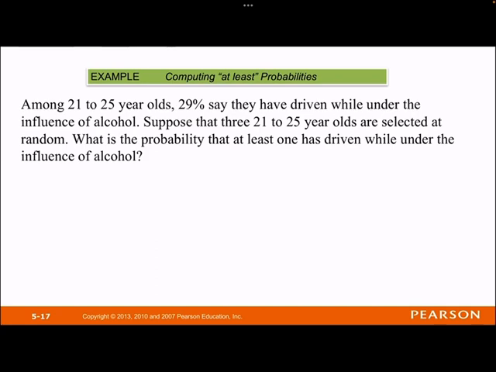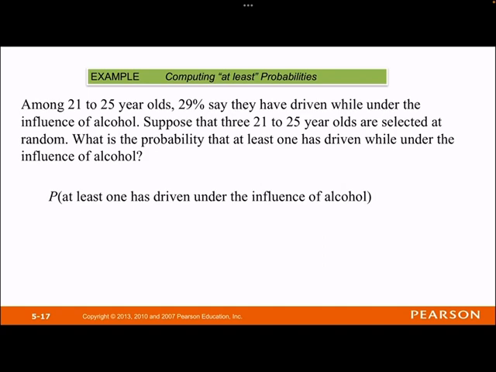Okay, be careful of the wording on this one just a little bit. There's just going to be one extra step here. Among 21 to 25-year-olds, 29% say they have driven under the influence of alcohol. Suppose that 3 21 to 25-year-olds are selected at random. What is the probability that at least one has driven under the influence of alcohol? The last problem was at least one had not driven under the influence, and now in this problem we want the probability that at least one has driven under the influence of alcohol.